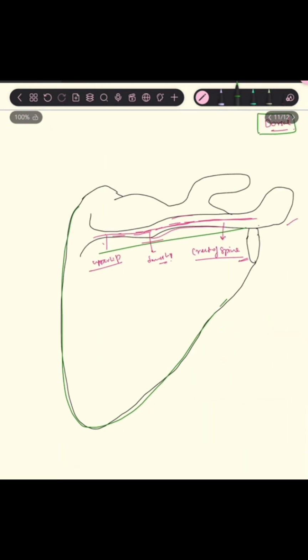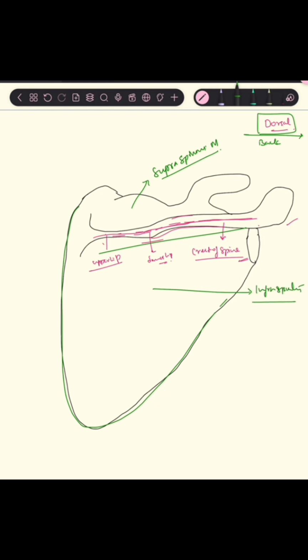Now the muscles which are arising from the dorsal surface, that is the back surface. So this is the spine. The spine is dividing the dorsal surface of the scapula into two parts. That part is called supra. Supra means above. Supraspinous. So the muscle is also called the supraspinous muscle or supraspinatus muscle. And the muscle which is coming from below is the infraspinatus muscle. Okay, now the question is, are the supraspinatus muscle and the infraspinatus muscle coming from the whole of this?